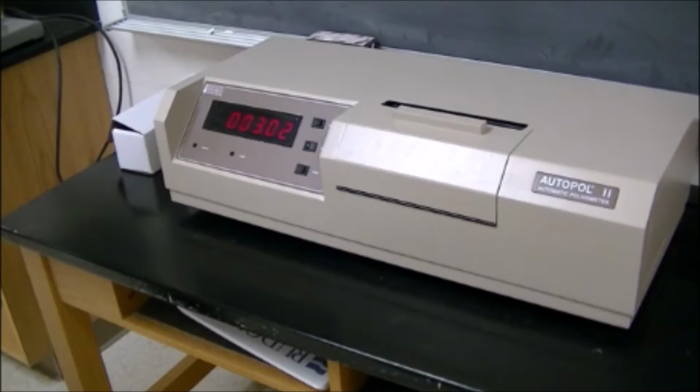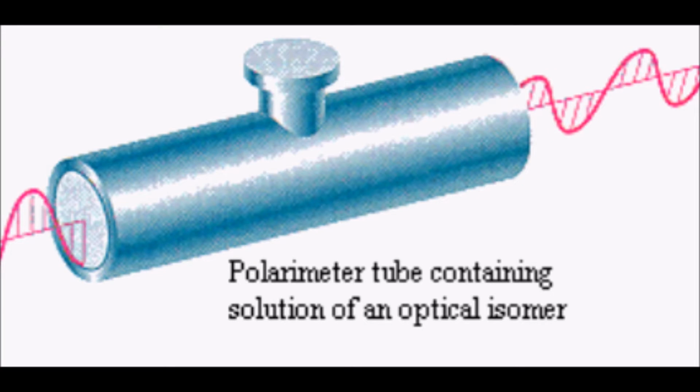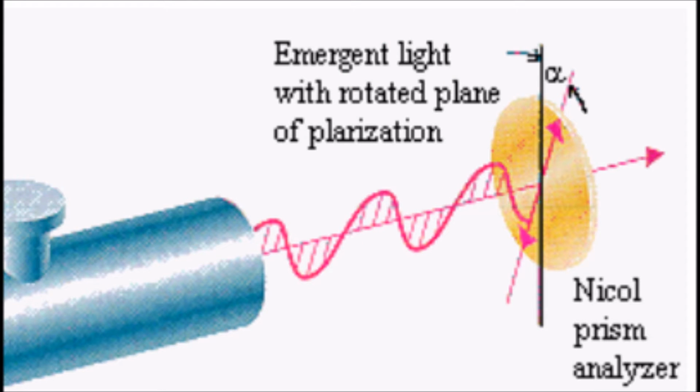In this lab, we will be using a device called a polarimeter to calculate rotations of an unknown substance. Here's how it works. Light is first polarized, which allows light in only one oscillating plane to be used. The polarized light passes through the polarimeter, which contains our substance of interest. We then measure the observed rotation of the polarized light through the substance.